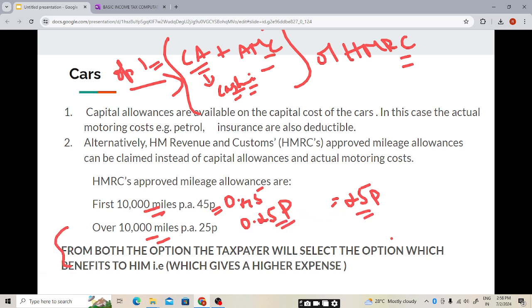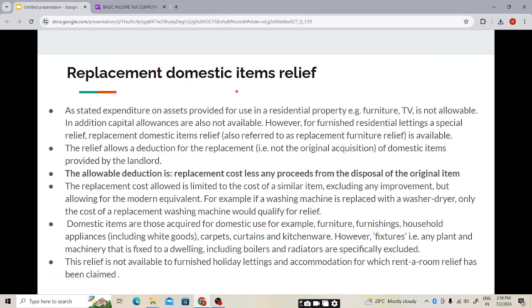From both the options, which option will the individual select? The individual will select the option which gives a higher expense, because a higher expense will reduce his property income, so lower income tax will be charged. Now moving to the replacement domestic relief.